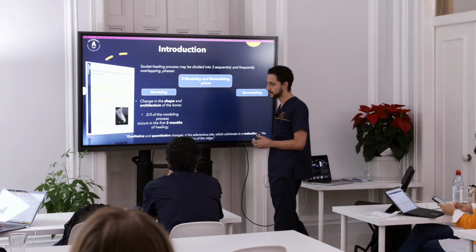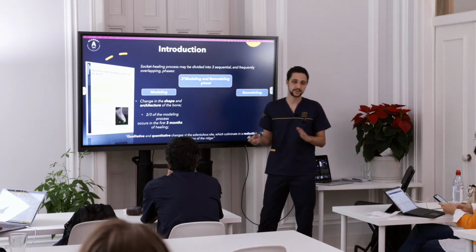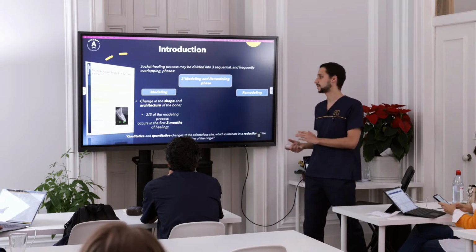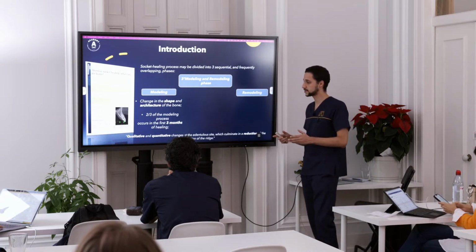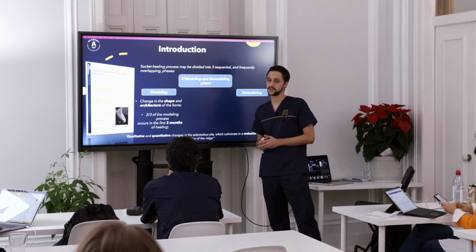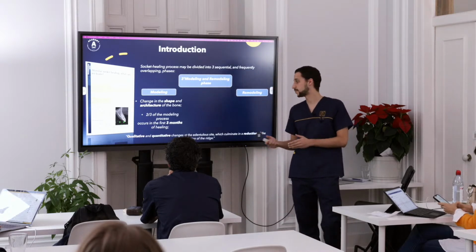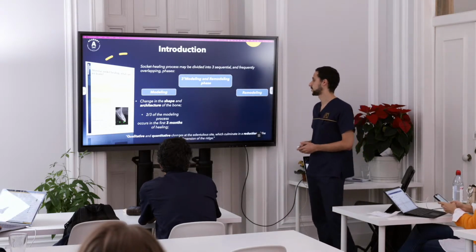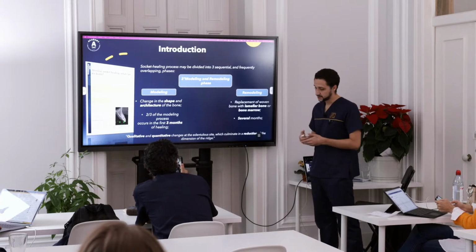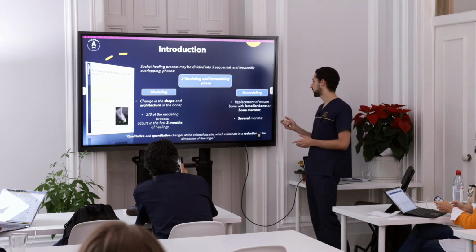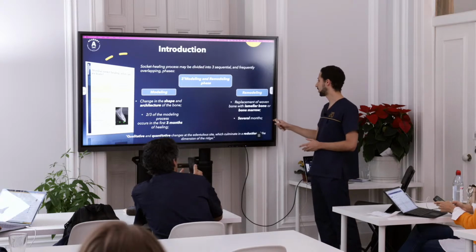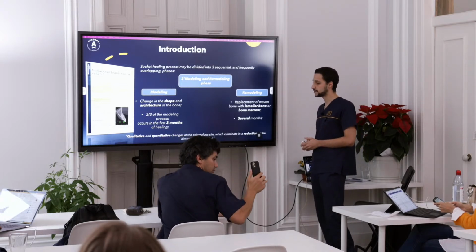But we know also that it's going to be a bit different between the buccal side and the lingual or palatal side, because the buccal side has a little bit more vertical bone loss when we compare it to the lingual or palatal side. And then after several months, we start to have the replacement of woven bone by mature bone, so lamellar bone or bone marrow.